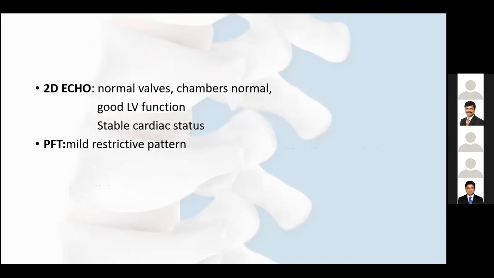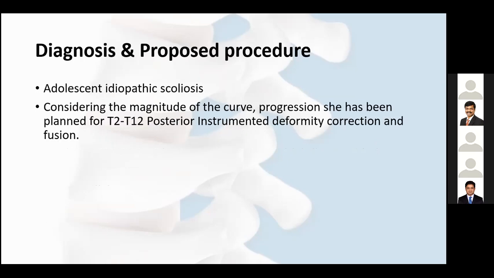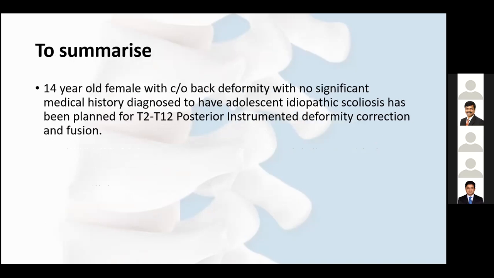A 2D echo showed normal valves, chambers, good LV function, stable cardiac status, and her PA pressures were also normal. The pulmonary function test revealed a mild restrictive pattern. So she was diagnosed as adolescent idiopathic scoliosis. Considering the magnitude of the curve and progression, she has been planned for T2 to T12 posterior instrumented deformity correction and fusion. To summarize, a 14-year-old female with complaints of back deformity with no significant medical surgical history, diagnosed with adolescent idiopathic scoliosis, and planned for T2 to T12 posterior instrumented deformity correction and fusion.